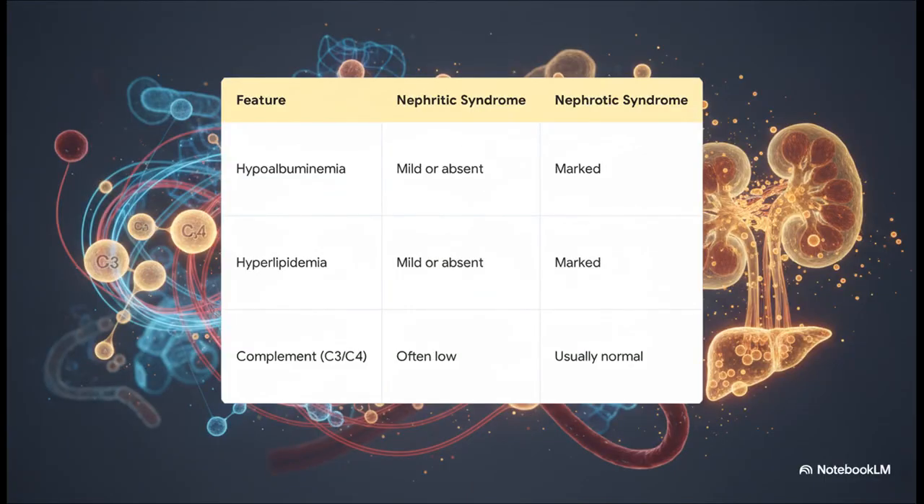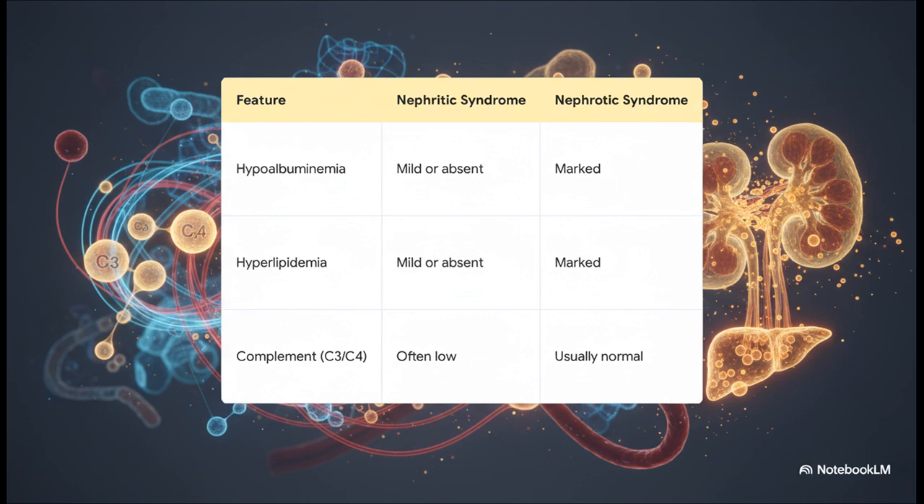On the flip side, in nephrotic syndrome, hematuria is usually absent, or at most just microscopic. And look at how this builds a complete systemic picture. Because nephrotic patients are constantly leaking protein, they develop marked hypoalbuminemia, really low albumin in the blood. So what happens? Their liver absolutely panics. It tries to compensate for the lost protein by wildly churning out lipids, which leads to marked hyperlipidemia. Nephritic patients, they usually don't have this issue.